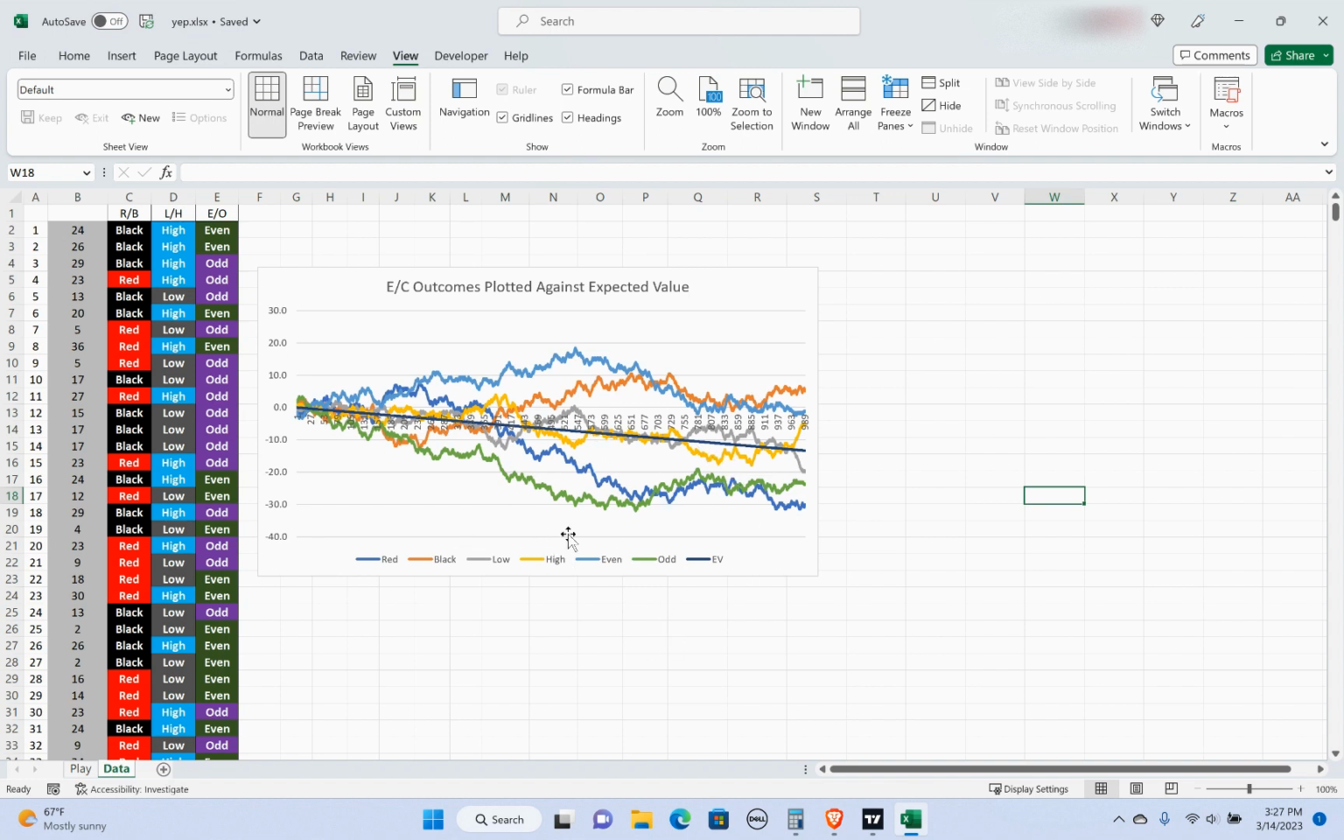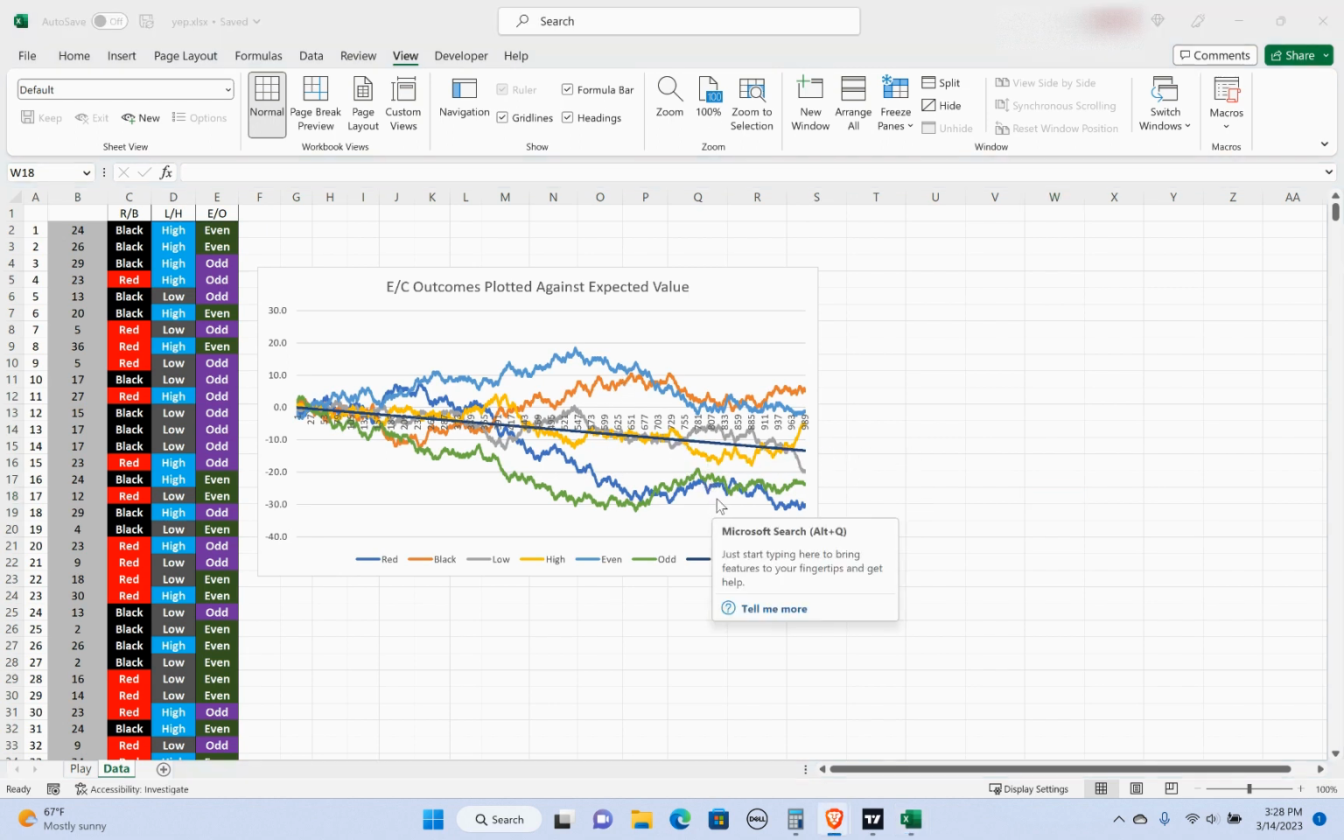In this case, it's about 1.35% per spin you're expected to lose. So this straight line here is that expected value. It's the expected loss of every spin, right? And you can see how each EC sort of trends in that same direction. This is only 1,000 spins, but if you took this out long enough, eventually they'd all converge onto this expected value.